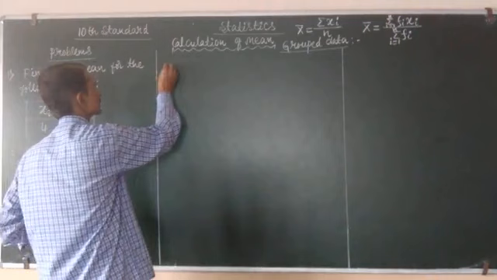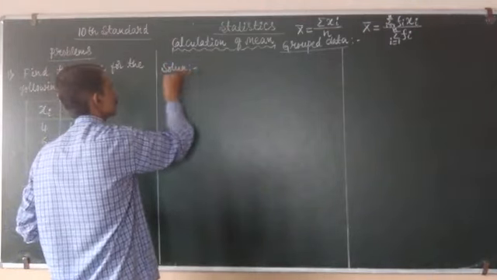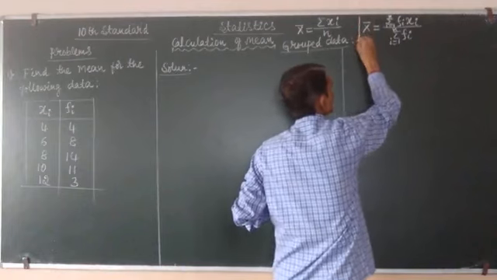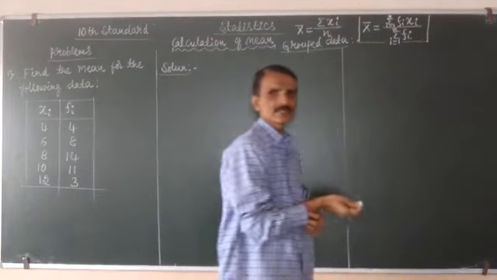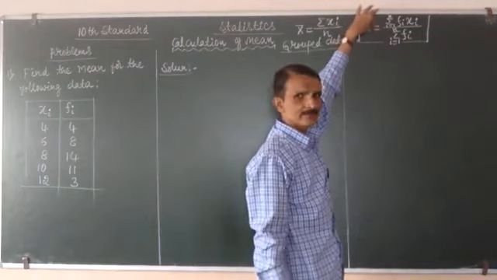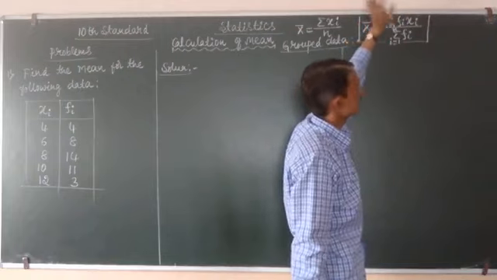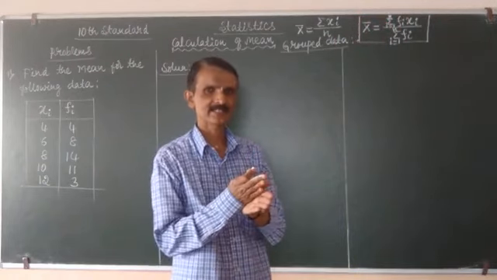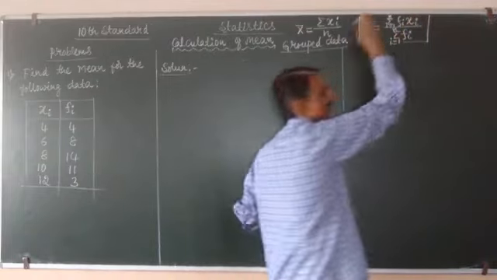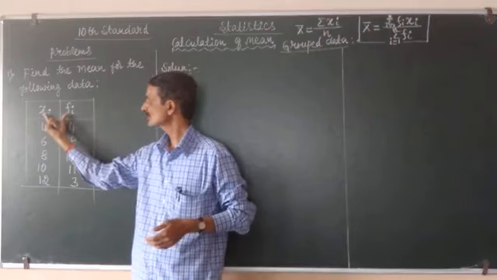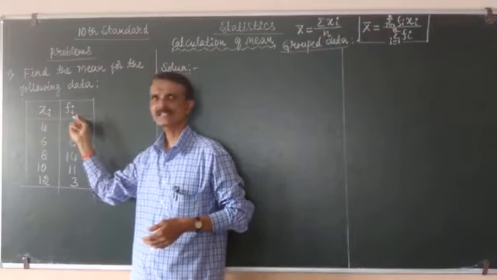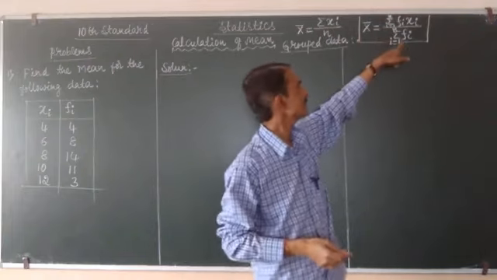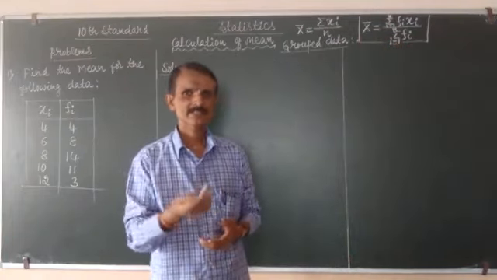Now, for the solution, we have to observe the formula. Here we are going to use it to simplify. In the formula, mean x bar equals sigma fi xi in the numerator. It is the product of fi and xi. That means we have to multiply the score and frequency, then add them. Sigma means summation. In the denominator, we have to add the frequencies.